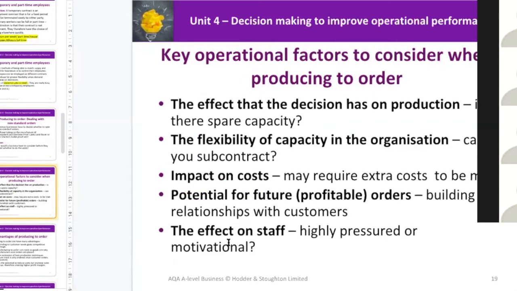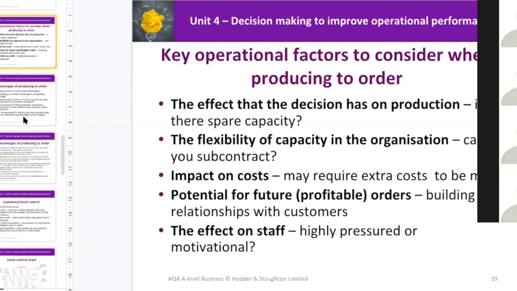Okay, now I'm going to skip this slide because there are some other operational factors we need to consider when you're producing to order. I talk about the cost, the future orders, the potential, and the influence on the employees. So you need to make sure the decision is wisely considered. You can't just say to Prince Charles, oh, I'll do it because you're the prince. No, you need to think through the process.